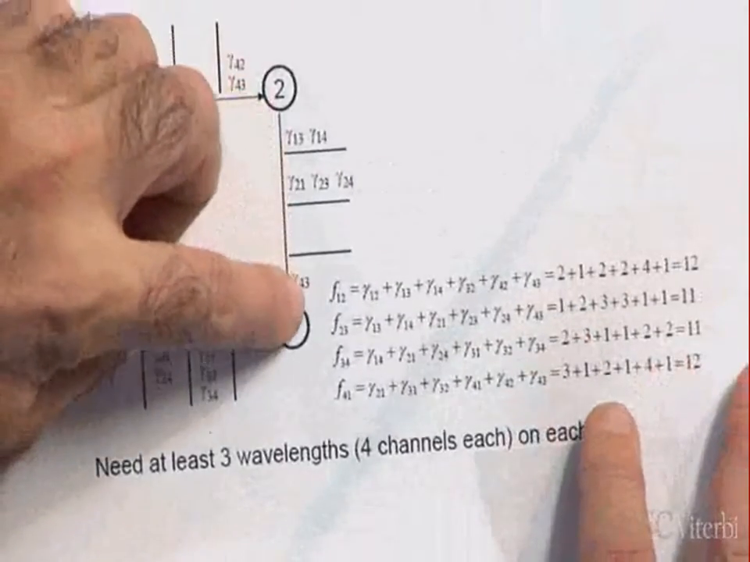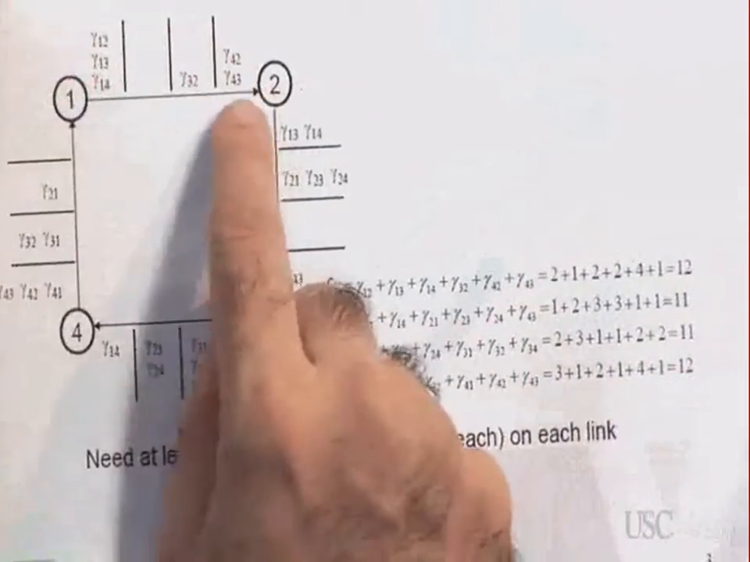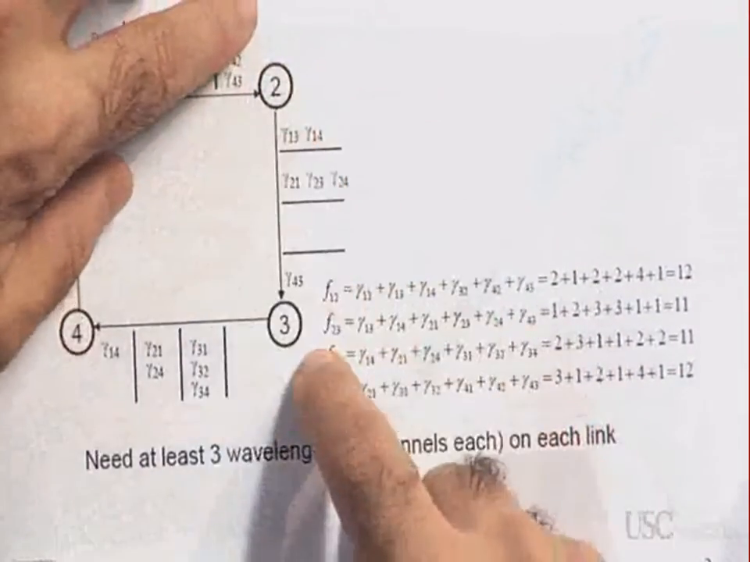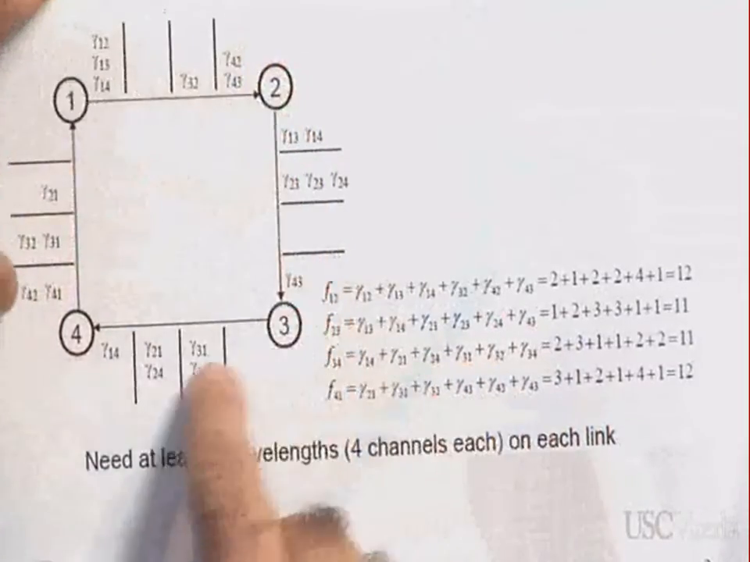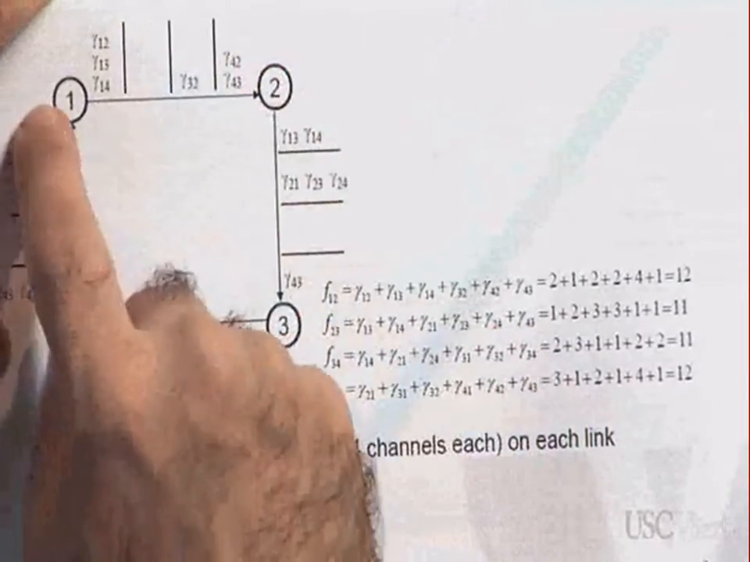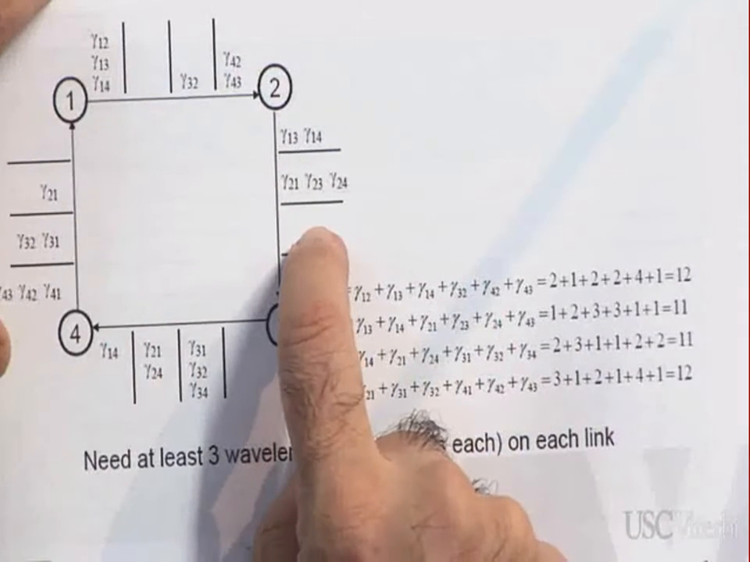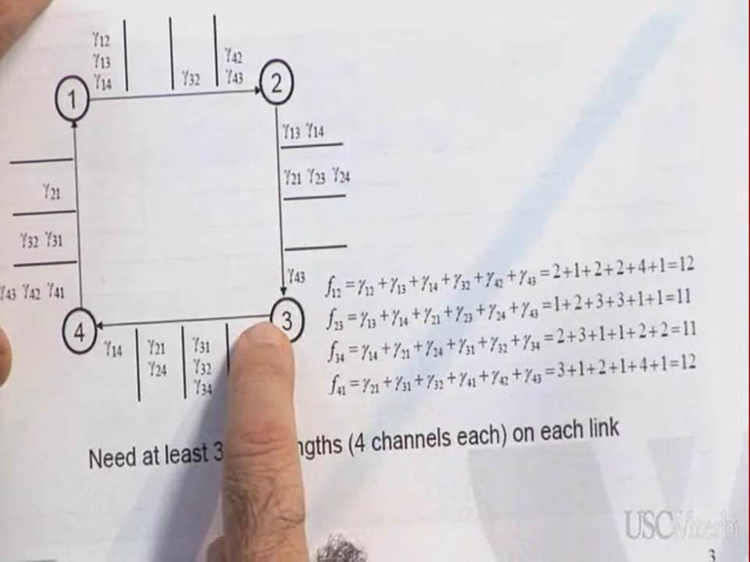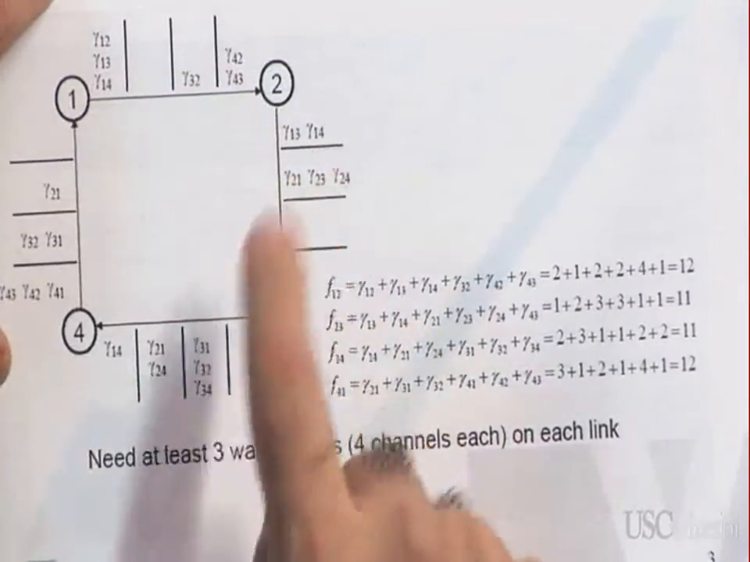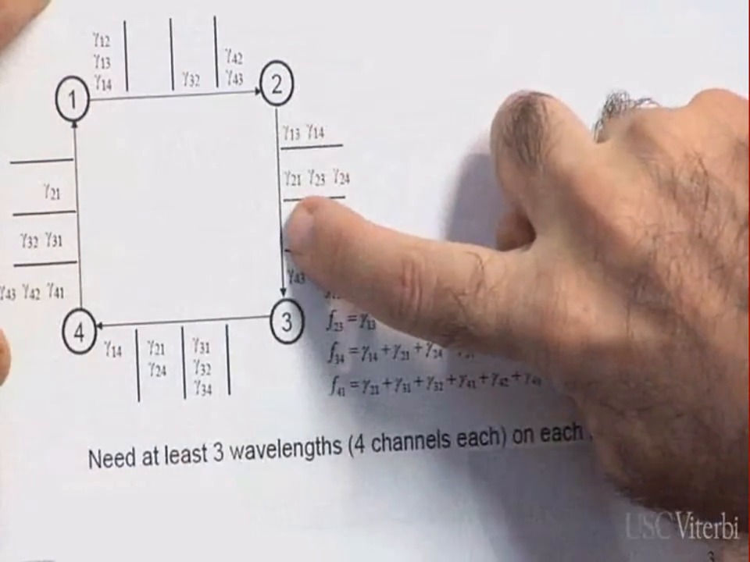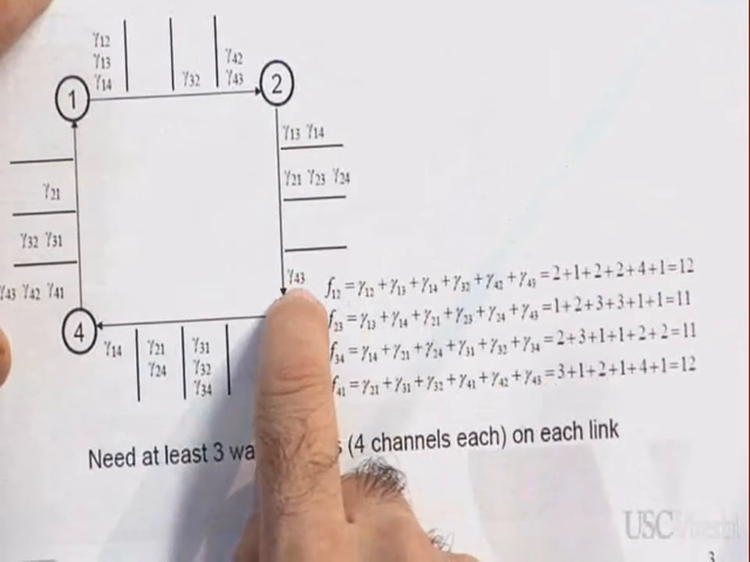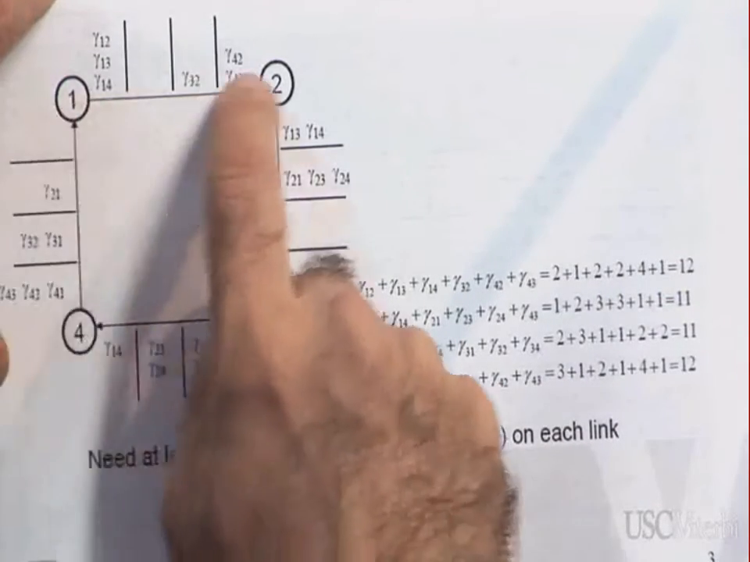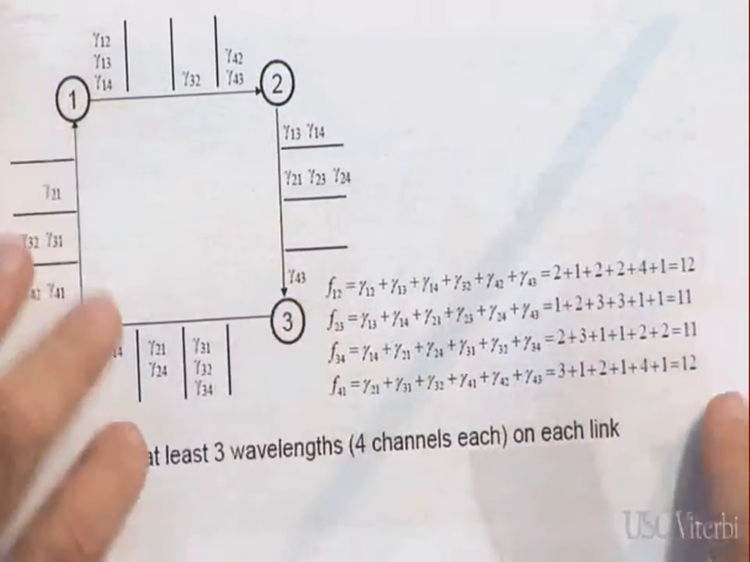Who's using this link? Lambda 1-3, lambda 1-4, lambda 2-3, lambda 2-4, lambda 2-1. The 3 is empty. Do you see the 3? It's empty. Why? Any traffic that is generated at 3 is not going to use this link. Are you following or not? And then gamma 4-3. Gamma 4-3 is this one. Clear?